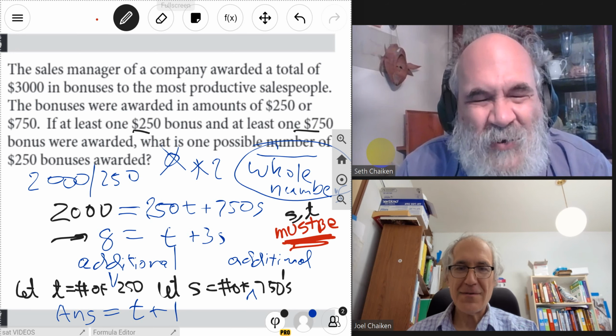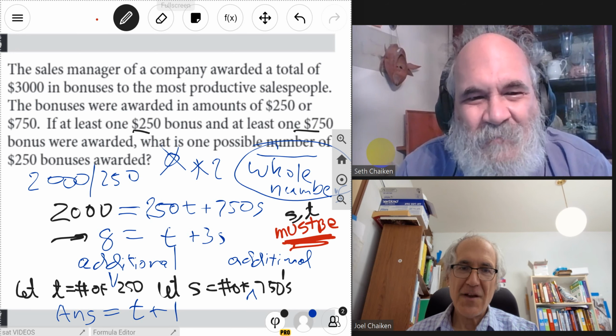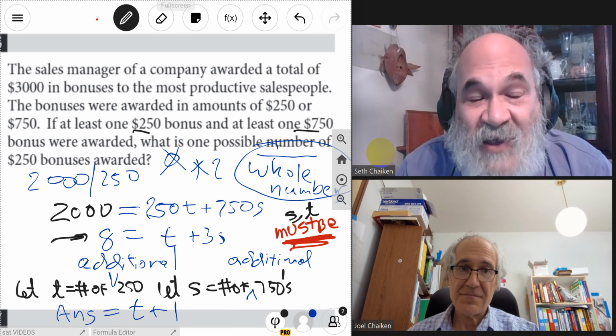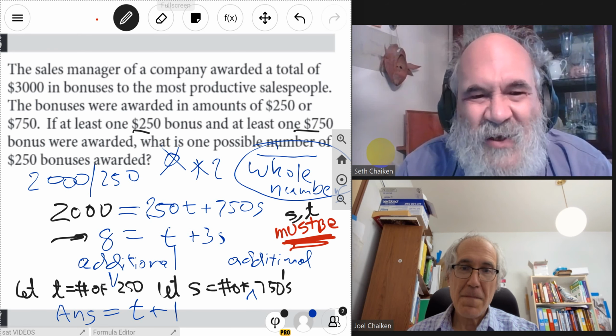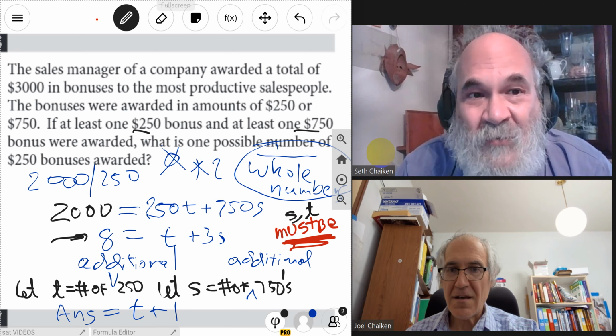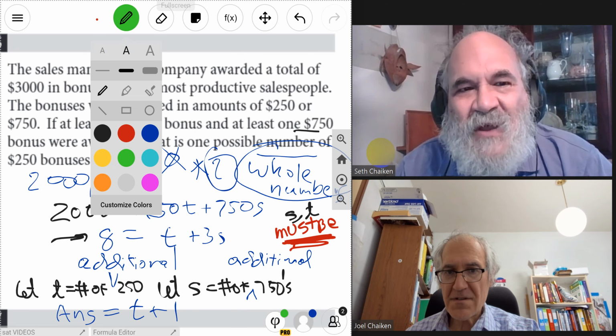If t is 2, then 8 equals 2 plus 3s. Therefore, the only possible way it could be solved is if 6 is equal to 3s, which is possible, by taking s equal to 2. So we found the answer. 2 is one possible number.